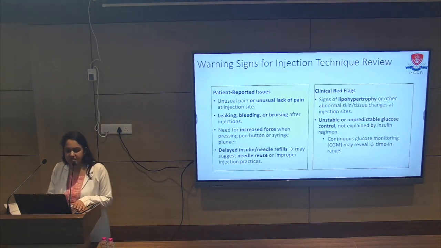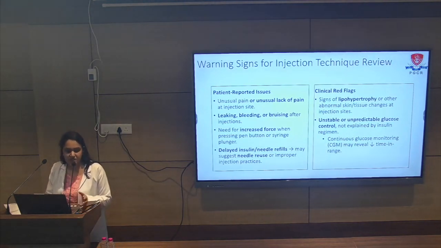Now, the warning signs for injection technique review: we need to review if the patient reports unusual pain or unusual lack of pain at the injection site, leaking, bleeding or bruising after injections, need for increased force when pressing the pen button or syringe plunger, delayed insulin or needle refills, which may suggest needle reuse or improper injection techniques. The clinical red flags are signs of lipohypertrophy or other abnormal skin or tissue changes, and unstable or unpredictable glucose control.